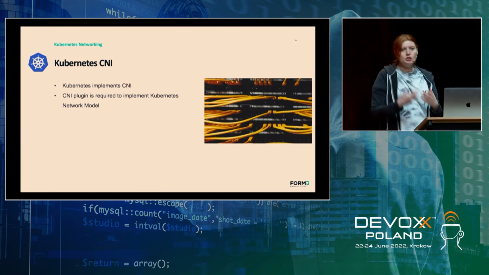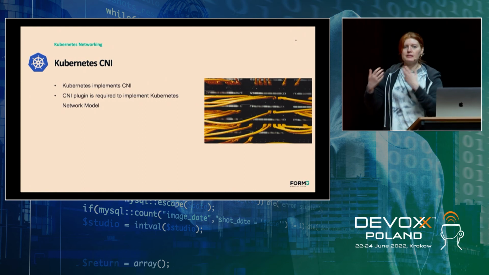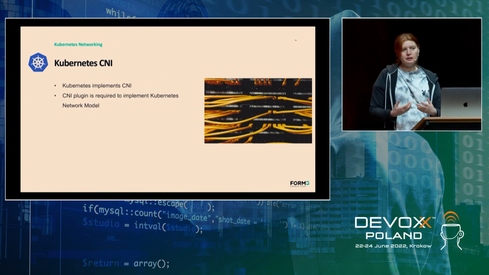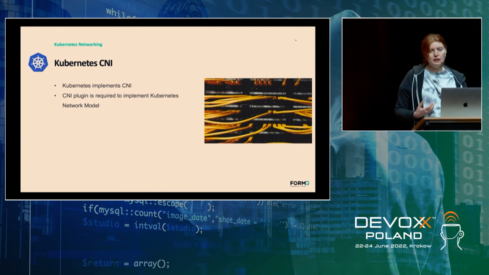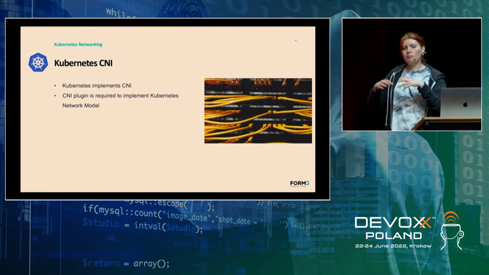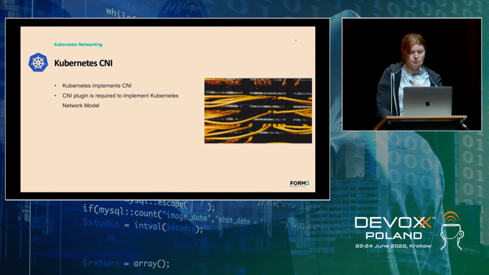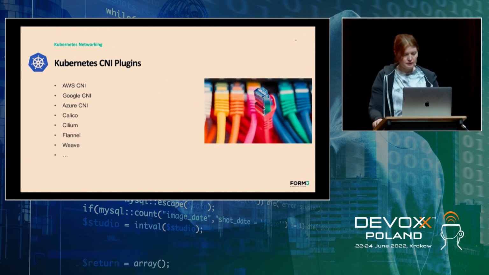So basically each pod mirrors the behavior of a single virtual machine. It has its own IP, it can be connected to via this IP, and moreover, all containers inside a single pod can connect via localhost. So that's basically the Kubernetes networking model.